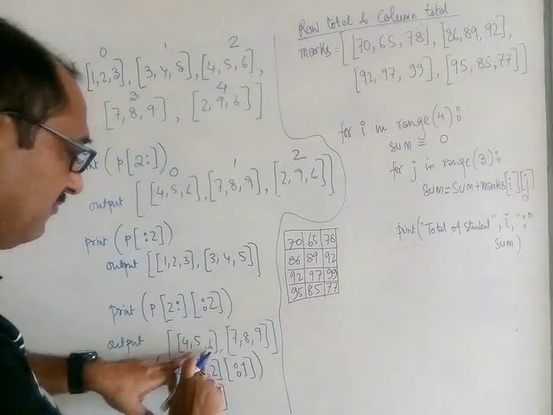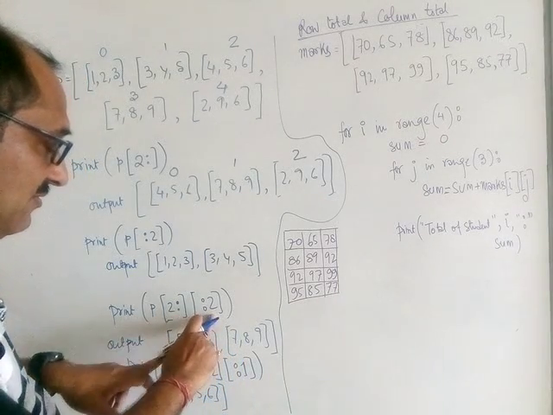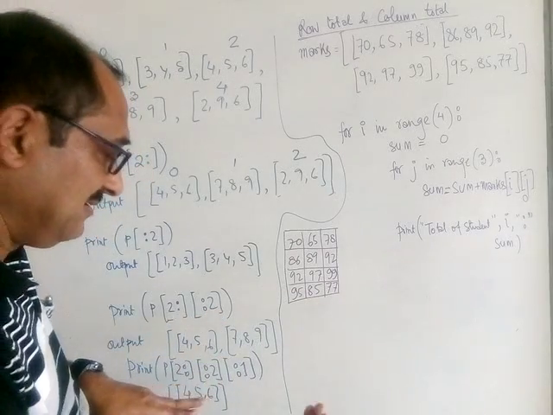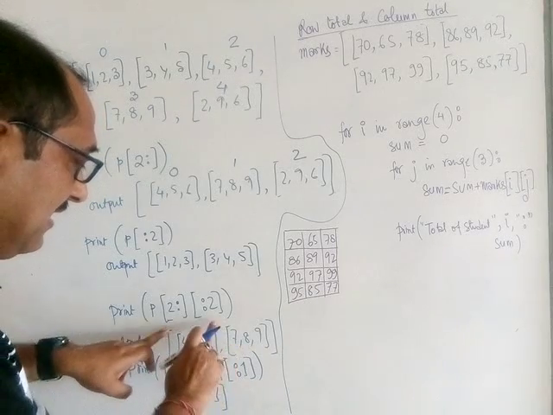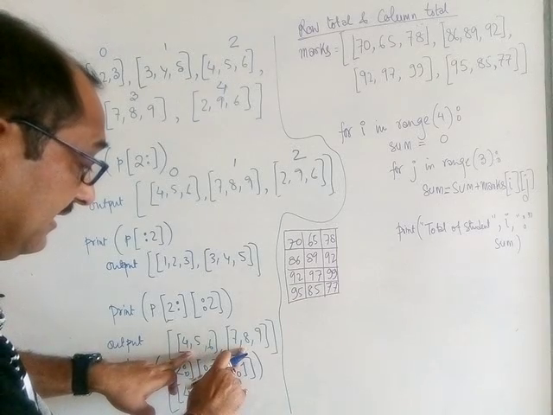Now we already got 4, 5, 6 and 7, 8, 9 by using this one, 2 colon and colon 2. What happens if I want to use further slicing? Further slicing obviously will result in something from here. I already got the result of this here, 4, 5, 6 and 7, 8, 9.